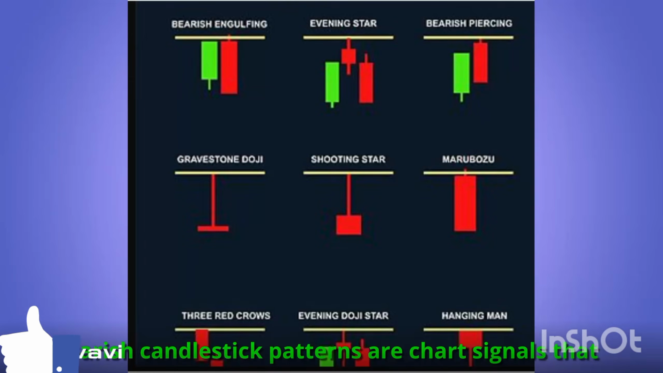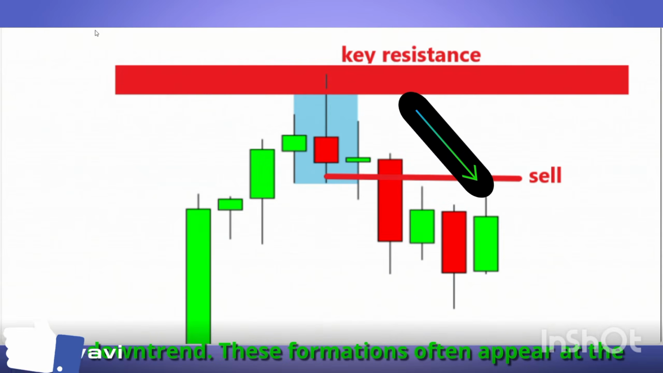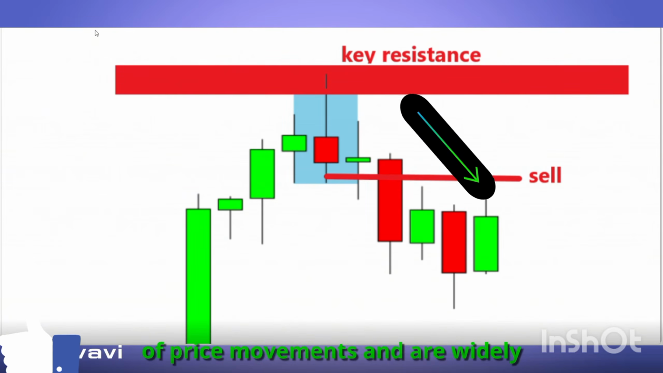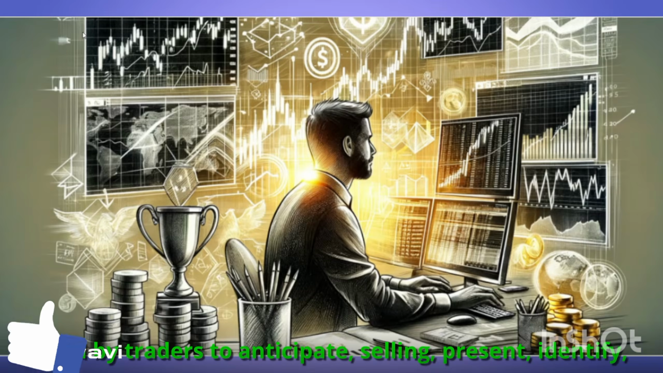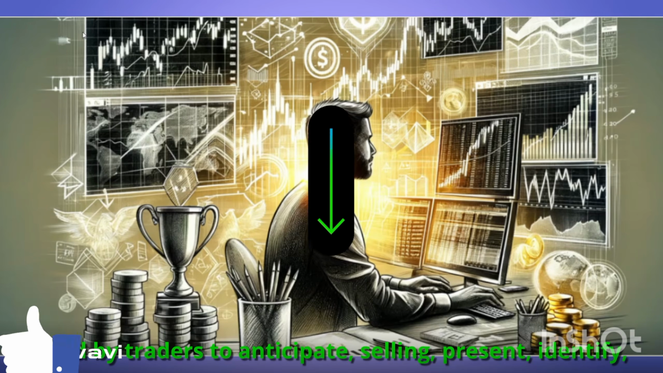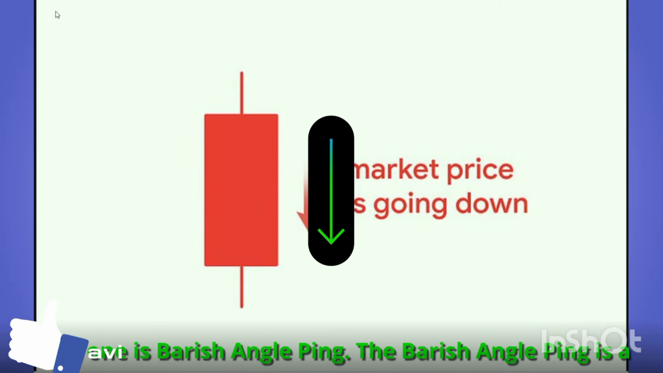Next, bearish candlestick patterns are chart signals that suggest a potential shift from an uptrend to a downtrend. These formations often appear at the top of price movements and are widely used by traders to anticipate selling pressure and identify potential exit or short selling opportunities.